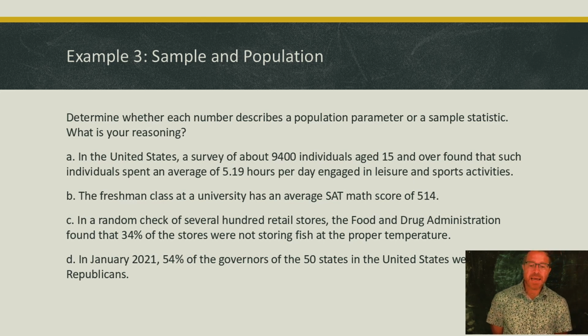Part D. In January 2021, 54% of governors in the 50 states of the United States were Republicans. The fact is that there are 50 states that make up the United States, which means this is in fact population data. It is accounting for every governor for each state, meaning it is population data. So this value is saying something about those governors that represent the states, which means it is a parameter, because it's describing something about the population.